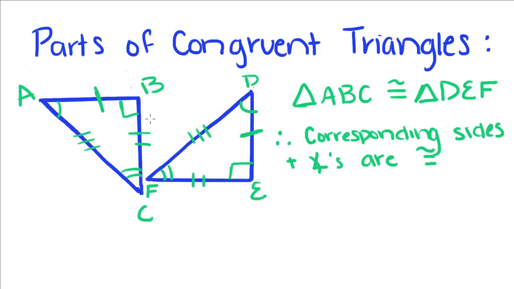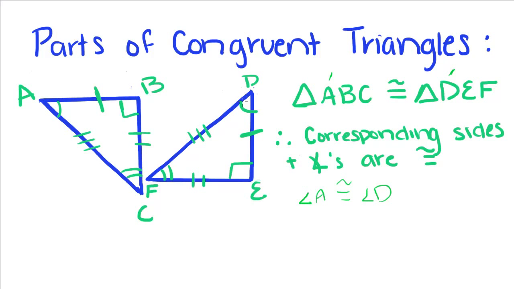Okay, so we're going to talk about parts of congruent triangles. So we have this triangle ABC, and we're told that it's congruent to triangle DEF. Now the way you name your triangles is important, because if these two are congruent, then all corresponding sides and angles are congruent. So angle A, right here, has to be congruent with angle D, right here, which, if you look, they are.